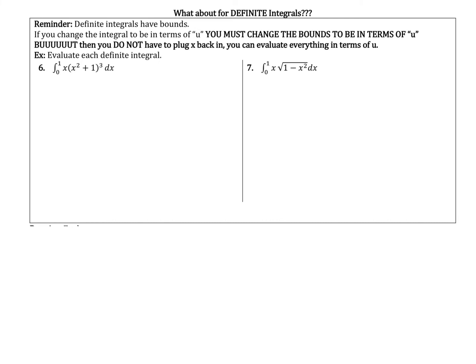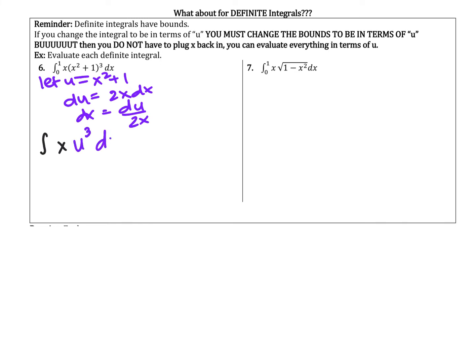If we were looking at number 6 and there were no bounds, we would start by saying let u equal x squared plus 1. So du would equal 2x dx. So dx would equal du over 2x. If I was going to rewrite the integral, I'm going to leave the bounds off temporarily. This is the integral of x times u to the third power times du over 2x. And these x's are going to divide out. So I'm going to have the integral of u to the third du.